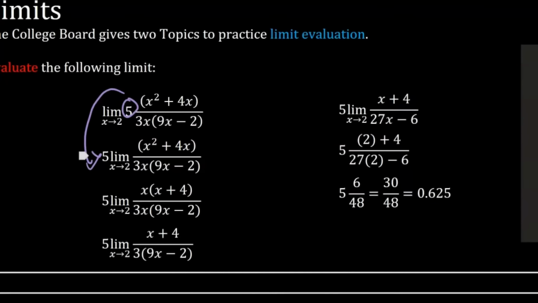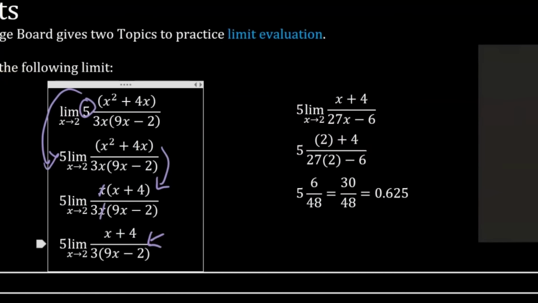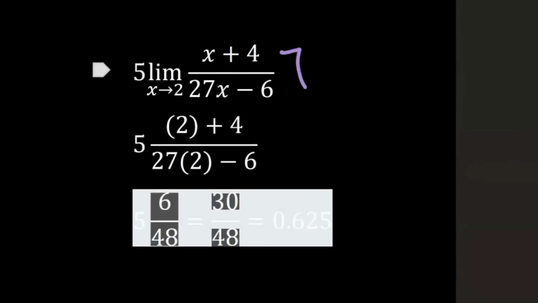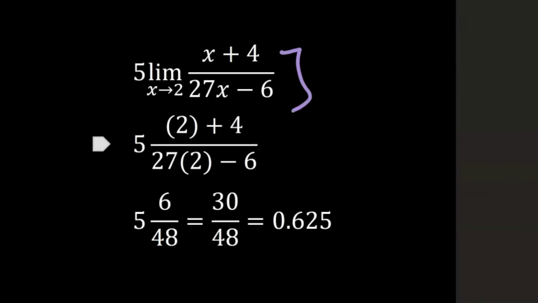The next thing we can do is factor out an x from the top, right? We're just factoring out an x up here. Then these x's cancel and we're left with this, right? Now we're left with a rational function. There is no way to divide this rational function up, right? We cannot factor out anything here. So we're left with this.